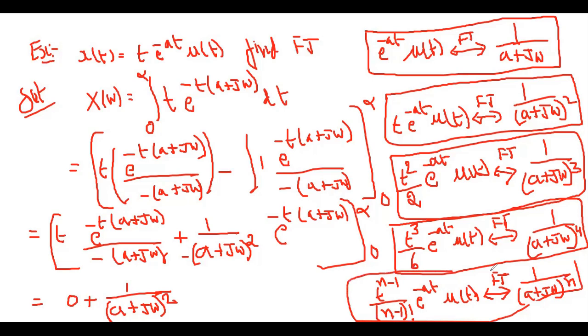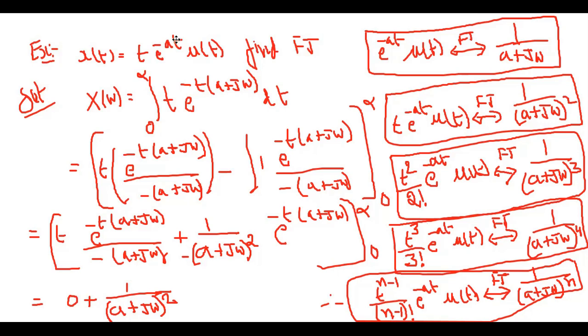So it satisfies the condition. If n is 4, then 4 minus 1 is 3 factorial, which is 6 only, my students. It is 3 factorial, here it is 2 factorial, and here it is 1 factorial. So finally, t power n minus 1 by (n minus 1) factorial, e power minus a t mu of t, is 1 by (a plus j omega) whole power n. Got it? For any value, t square, t cube, t power 4, t power 5, whatever it is, it is t power n minus 1 by (n minus 1) factorial e power minus a t mu of t.